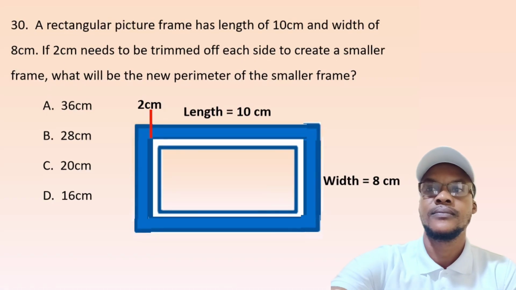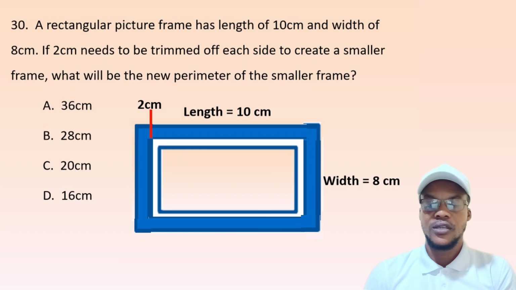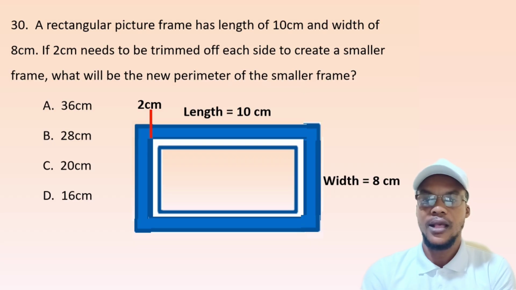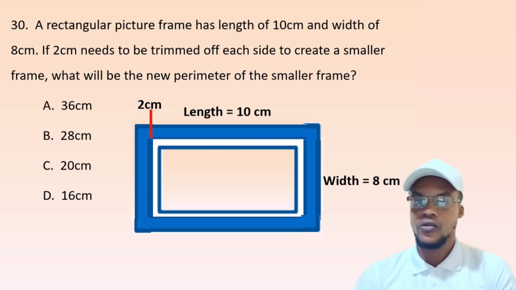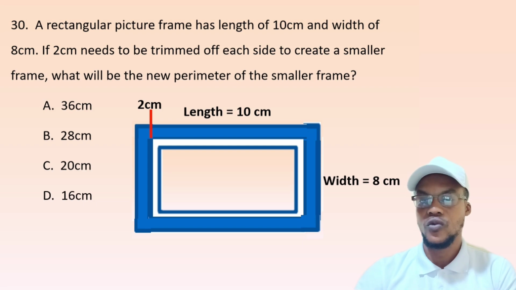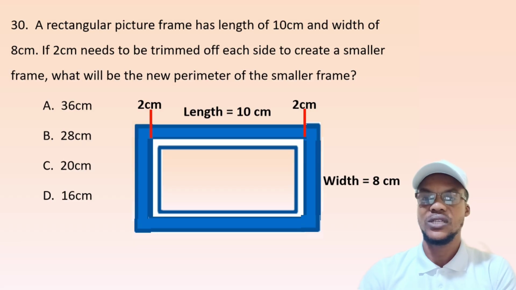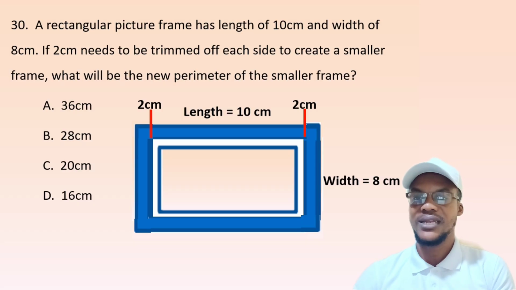Yes, so if I cut one side of the length in a vertical form, 2 centimeters, then I have to cut the other side as well, 2 centimeters. So I will cut the other side as well, also 2 centimeters. So in this case, how many times have I cut? Two times, and each cut is 2 centimeters. So it means that on the length alone, I've gotten what? 4 centimeters, which I'm going to cut from the 10 centimeters.